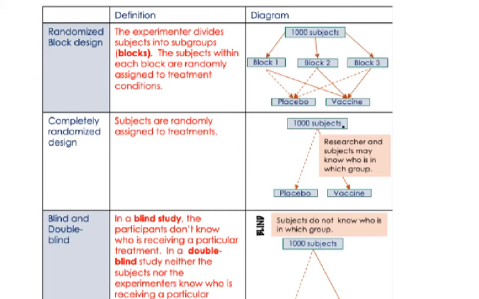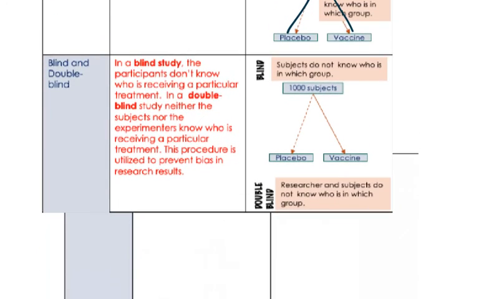In the completely randomized design, subjects are randomly assigned to treatments, so pretty easy. So here's your 1,000 subjects, and then they're assigned a treatment. And then the last one is your blind and double-blind study. In a blind study, the participants don't know who is receiving a particular treatment. In a double-blind study, neither the subjects nor the experimenters know who is receiving a particular treatment. This procedure is utilized to prevent bias in research results. So you can look at the visual.